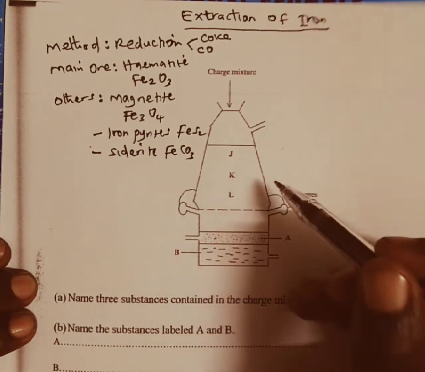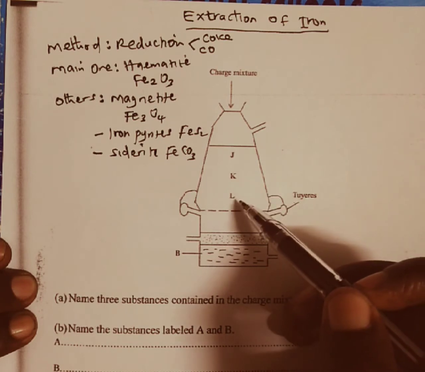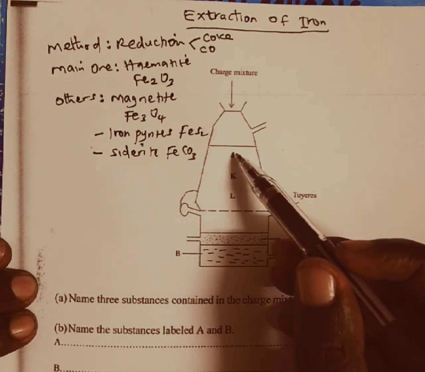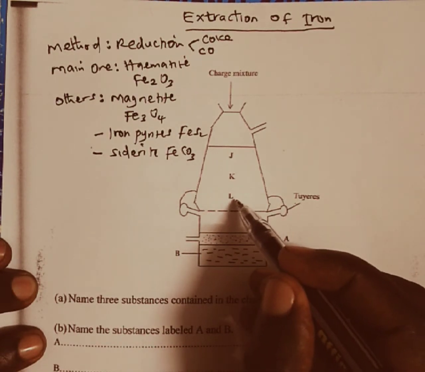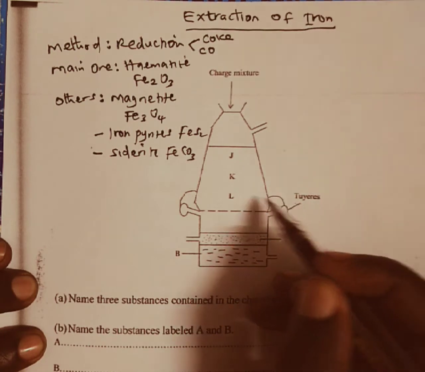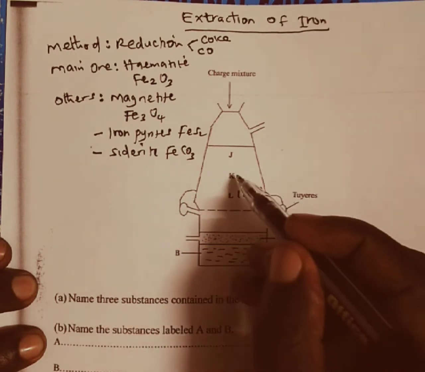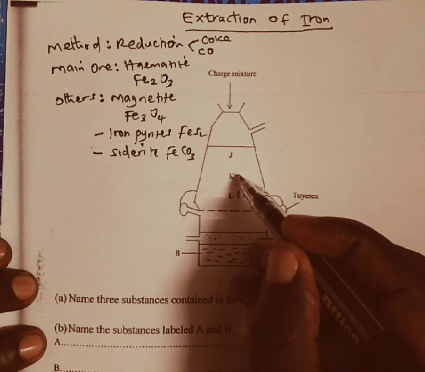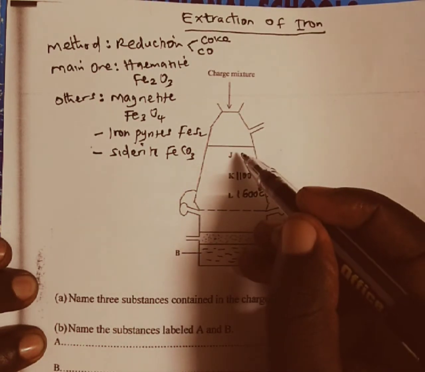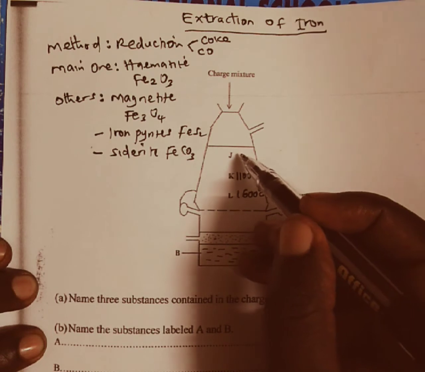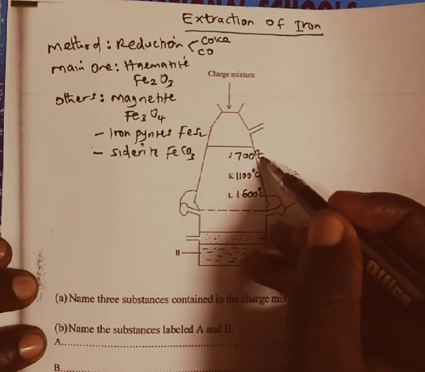So if you look at this blast furnace, we have three regions which are represented by L, K, and J. At the lower part of the blast furnace, near the tuyeres, we have a temperature of 1600 degrees Celsius. Then we go to the middle part where the temperature goes down to around 1100 degrees Celsius. Then we have the uppermost part that has a temperature range of between 600 to 700 degrees Celsius.